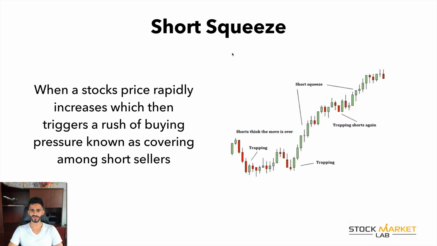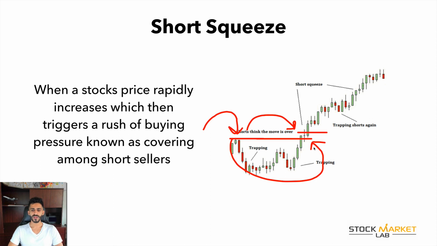Next, what is a short squeeze? A short squeeze is when a stock's price rapidly increases, which then triggers a rush of buying pressure, known as covering among short sellers. Basically, what tends to happen is if a lot of people are shorting a stock at this point, typically if the stock breaks that point, those same people are now maybe exiting. If they're exiting, their stop losses are getting hit, they're covering their position, that is going to create aggressive buying pressure. That is going to take a lot of traders and make them aggressively start buying. That aggressive buying pressure will drive the stock price up.